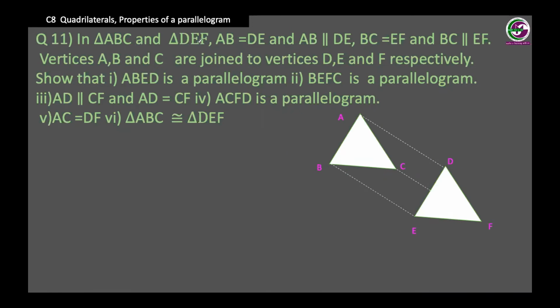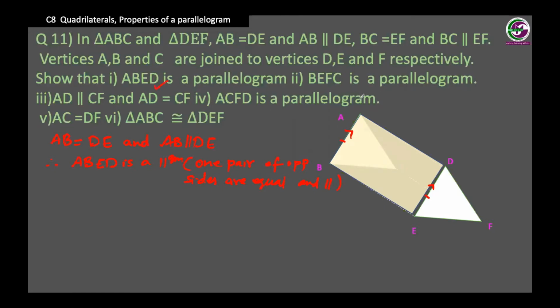In triangles ABC and DEF, AB is equal to DE and AB is parallel to DE. This is given to us. Therefore, ABED is a parallelogram. Can you say the reason? Very good. One pair of opposite sides are equal and parallel. So that was the first part.